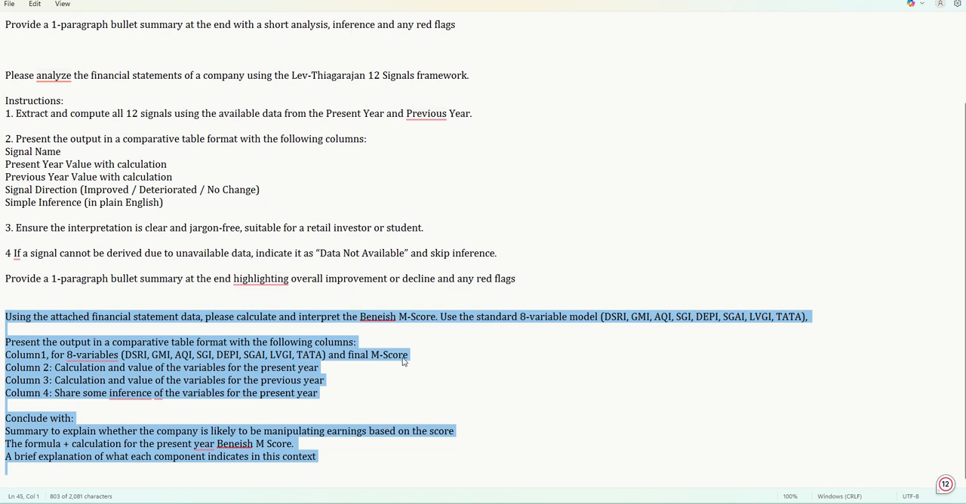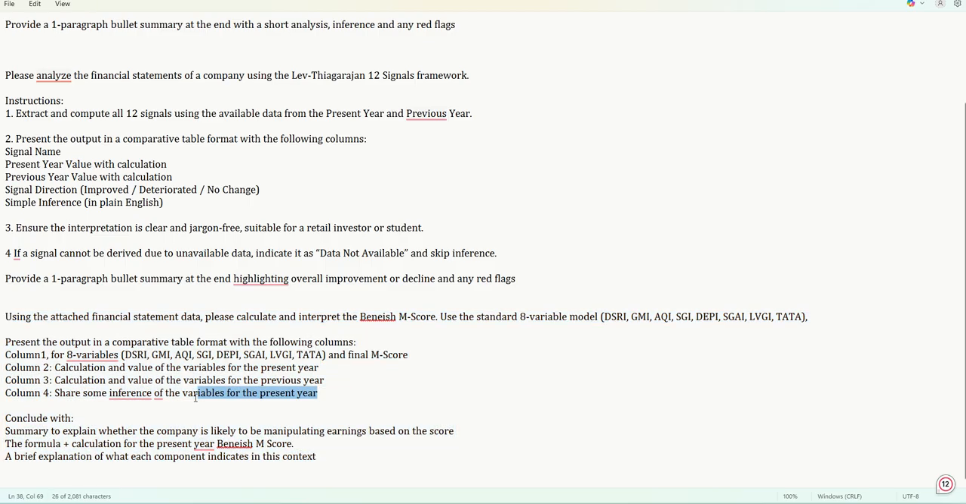Column 1 for the 8 variables and the final M-Score. Column 2 for calculation and value of the variables for the present year. The next column is for the previous year. And the last column is inference about the variables for the present year. I'm not bothered about the previous year, only the present year.